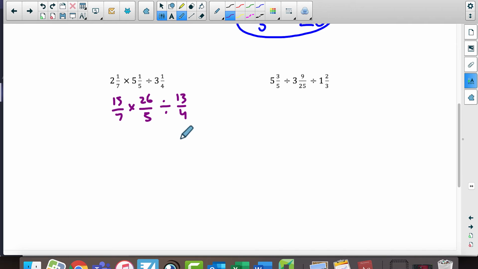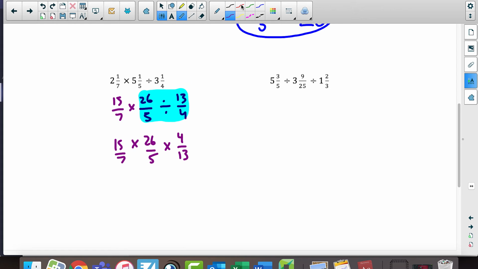Now, I would love to have this all multiplication, no division. Well, this multiplication, that's great. There's nothing I need to switch there, right? I have 15 over 7, and I have 26 over 5. Okay, now look at this division right here. I want to change basically this part of the question right here. How do I do that? I keep the first one the same, just like I already wrote down, but now my division is going to become multiplication, and my second fraction, the 13 over 4, is going to flip, the reciprocal. It's going to become 4 over 13. Great, now I have all multiplication. I'm ready to go.